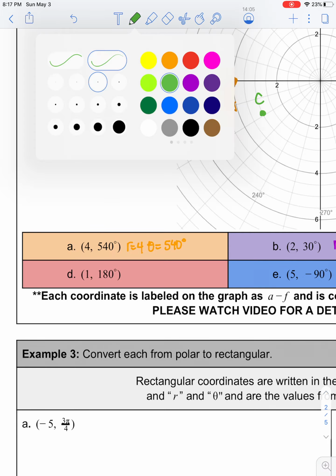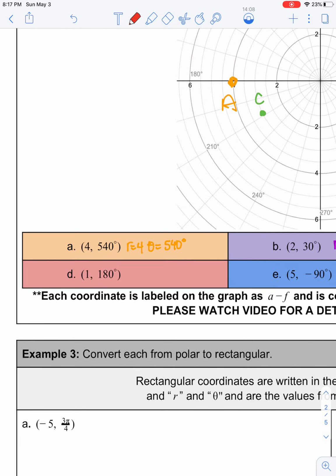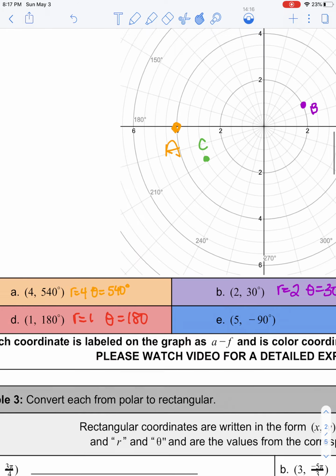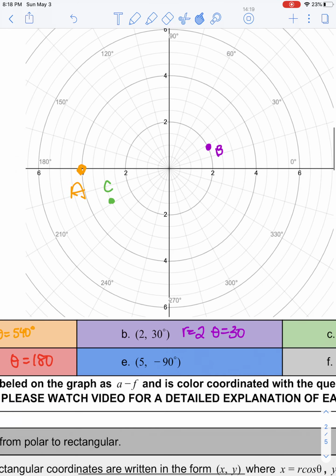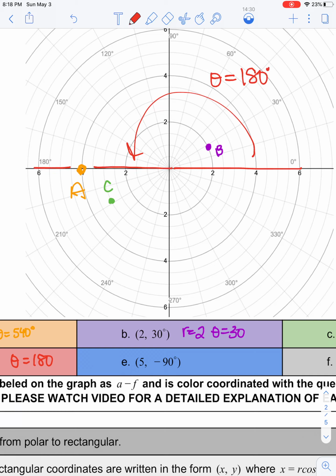Okay, point D. This one maybe we should have started with. This is pretty straightforward at this point, hopefully for you guys. This is a radius of 1 and a theta value of 180. So we start at our polar axis and we build an angle measure of 180 degrees. That has us plotting here along this radial line. And we need to plot our point 1 unit away from the origin. So we can call that point, point D.